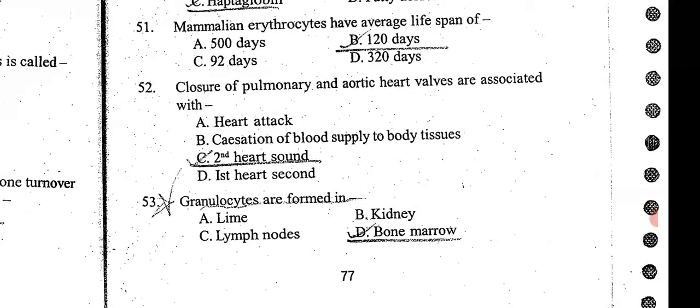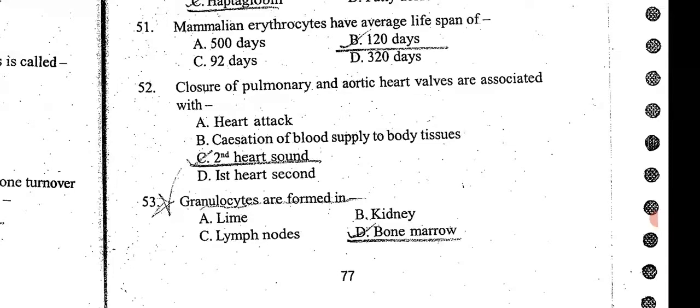Closure of pulmonary and aortic valves is associated with the second heart sound. We had studied the third heart sound, remember that, but the second heart sound is the closure of pulmonary and aortic heart valves. And granulocytes are formed in bone marrow. Bone marrow is associated with the formation of granulocytes, and red bone marrow is associated with the formation of red blood cells.